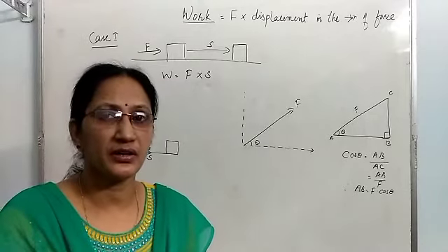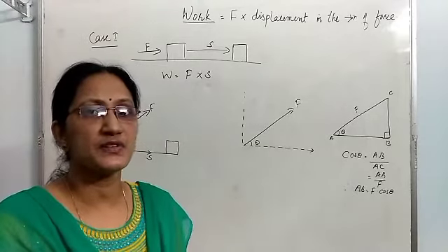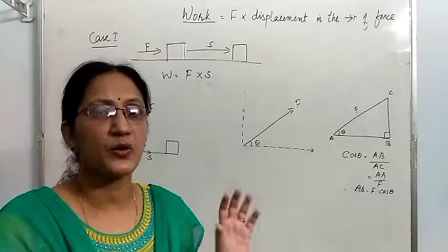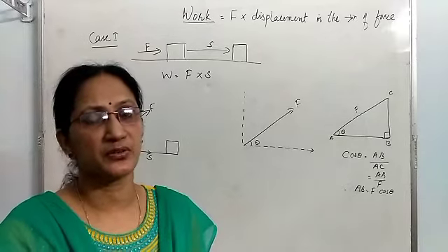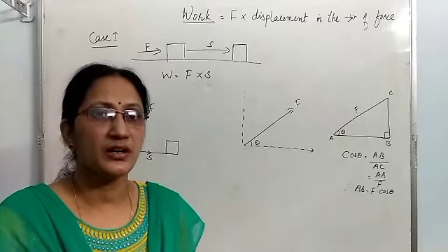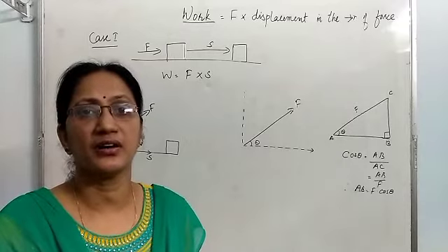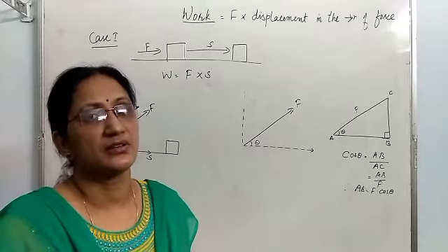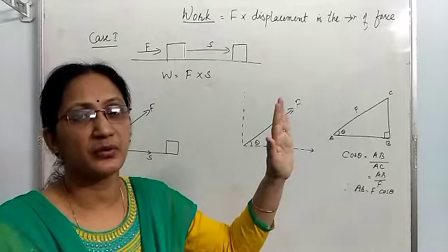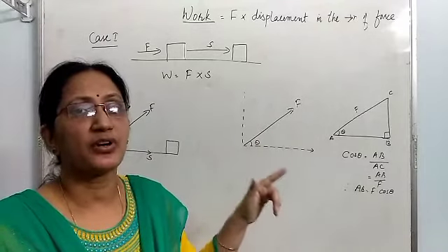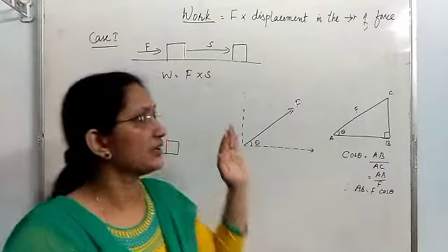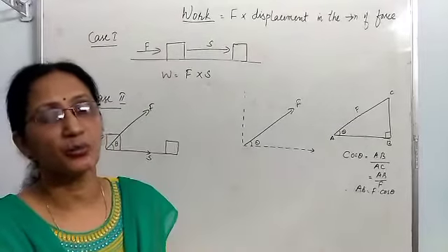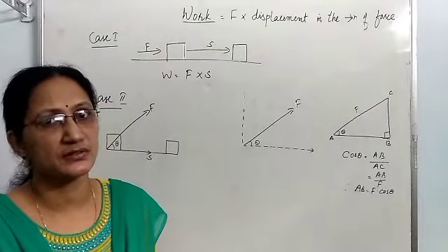Work is said to be done when force applied on a body causes some displacement on the body. That means work is said to be done under two conditions. There must be some force applied on the body, and the body on which the force is applied must have some movement in the direction of force.